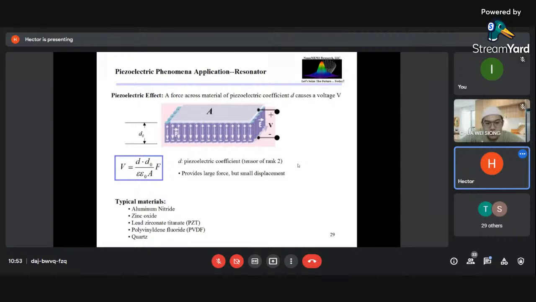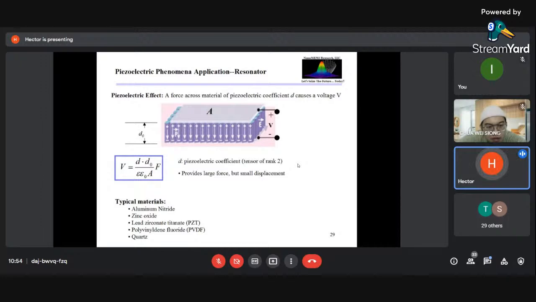The next actuation mechanism to be dealt with is the piezoelectric mechanism. In this mechanism, a force F produces a voltage proportional to the force, which is given by the expression V equals d times d zero over epsilon epsilon zero A times F, where d is a piezoelectric constant, a tensor of second rank. This mechanism provides a large force but small displacement.